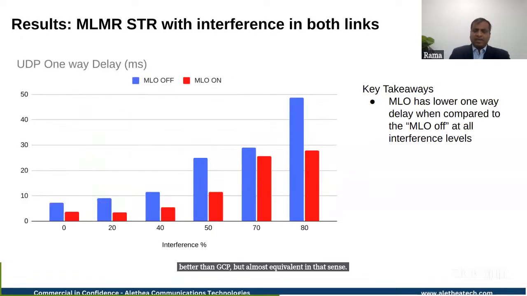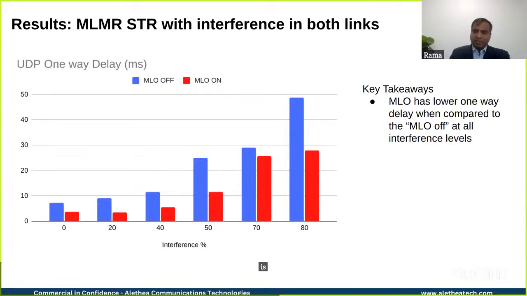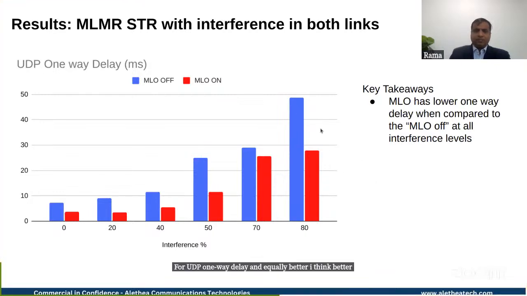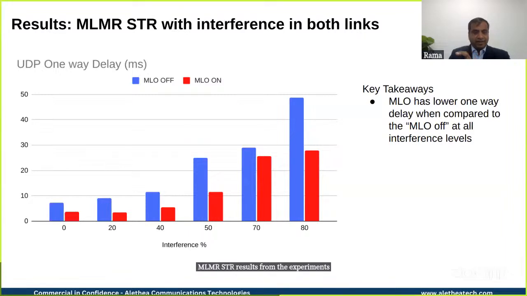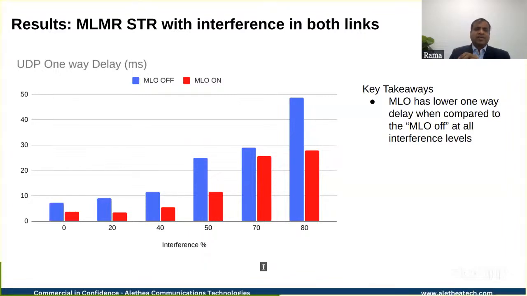If you see the one-way delay, it's also a similar case. The MLO on case is really performing better than the MLO off case for UDP one-way delay, and equivalently better, I think. So this is, I would say, the crux of MLMR STR results from the experiments that we have conducted. I just want to illustrate how this actually happens in real life with a graph from Wireshark.